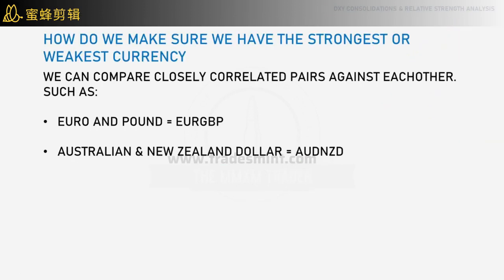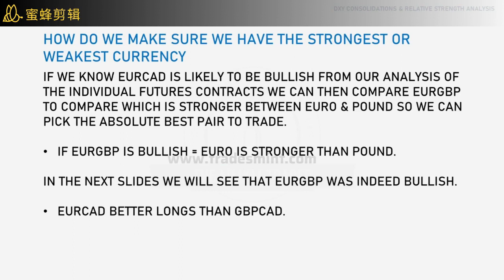So now how do we make sure we have the strongest or the weakest currency? We can compare closely correlated pairs against each other, such as the euro against the pound, right? The Euro GBP, or Australian dollar versus the New Zealand dollar, which is AUD NZD. If we know EuroCAD is likely to be bullish from our analysis of the individual futures contracts, we can then compare Euro GBP to compare which is stronger between the euro and the pound, and then we have the pick of the absolute best pair to trade.